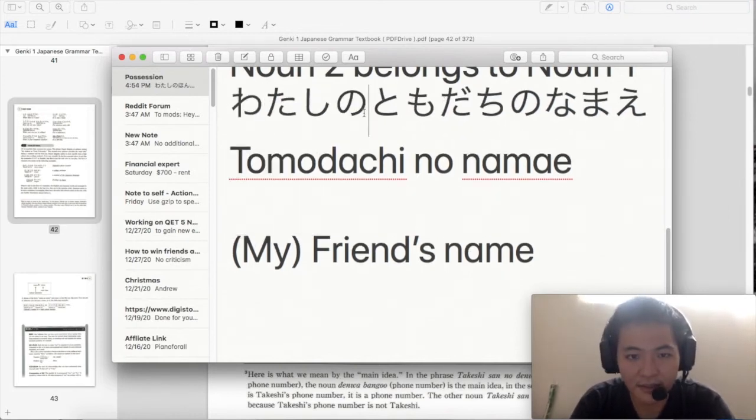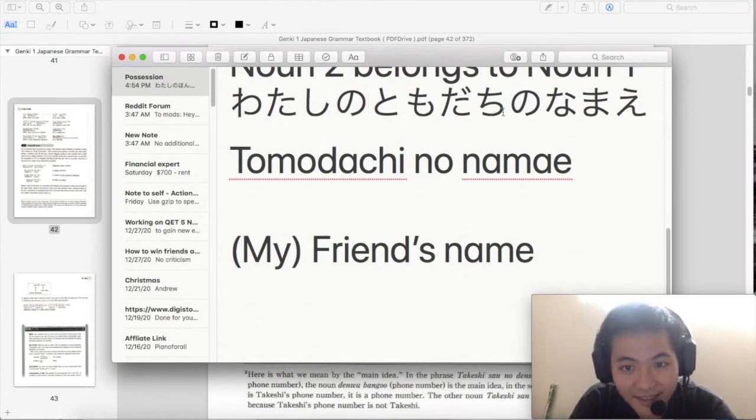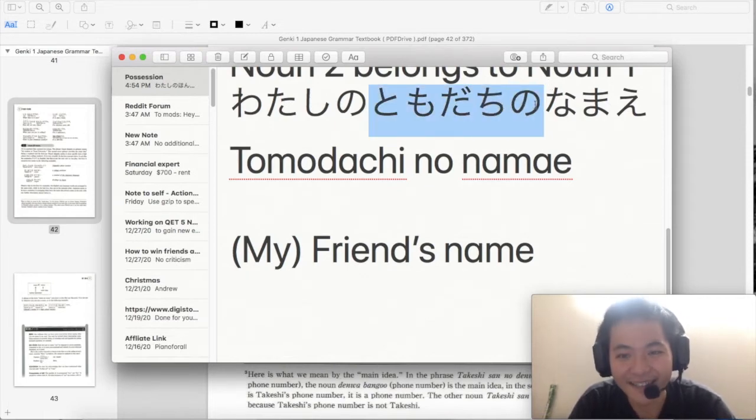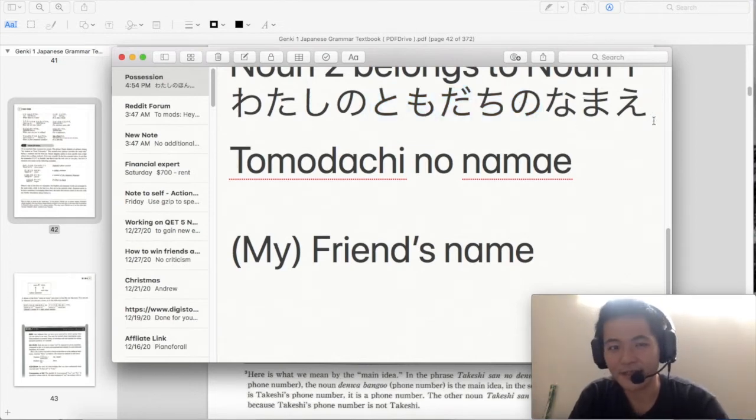So watashi no, this is my. Whatever comes after this no belongs to this watashi. So watashi no tomodachi, my friend, and whatever comes after this no belongs to this friend. So you understand right now that it is my friend's name, right? Watashi no tomodachi no namae.